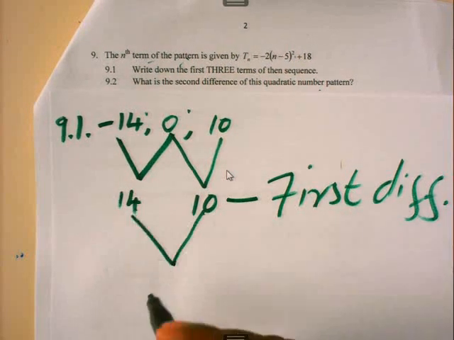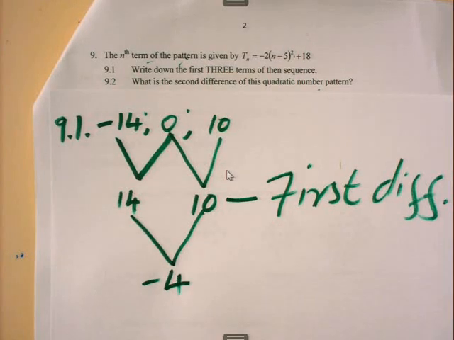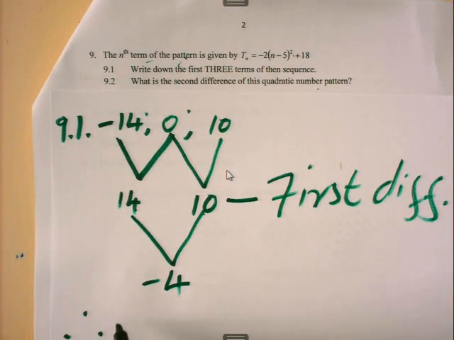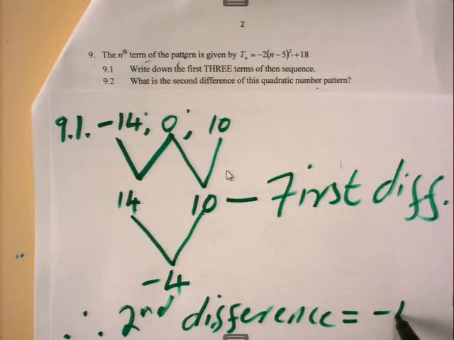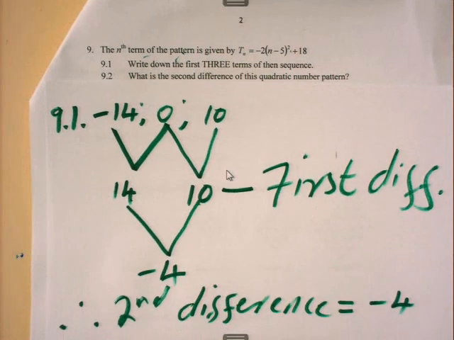10 minus 14 is equal to negative 4. Therefore, the second difference is equal to negative 4. That's what the question wanted. What is the second difference of this quadratic pattern? The second difference here is negative 4. I hope you are happy with this.